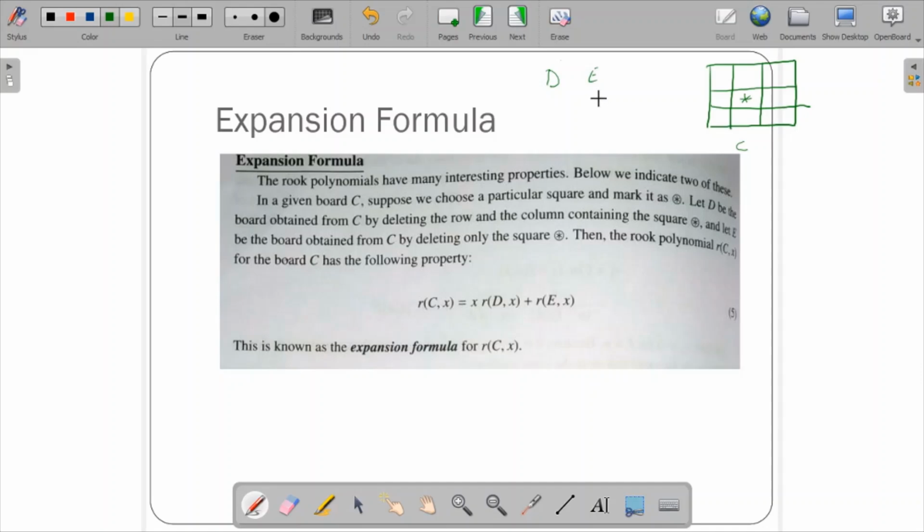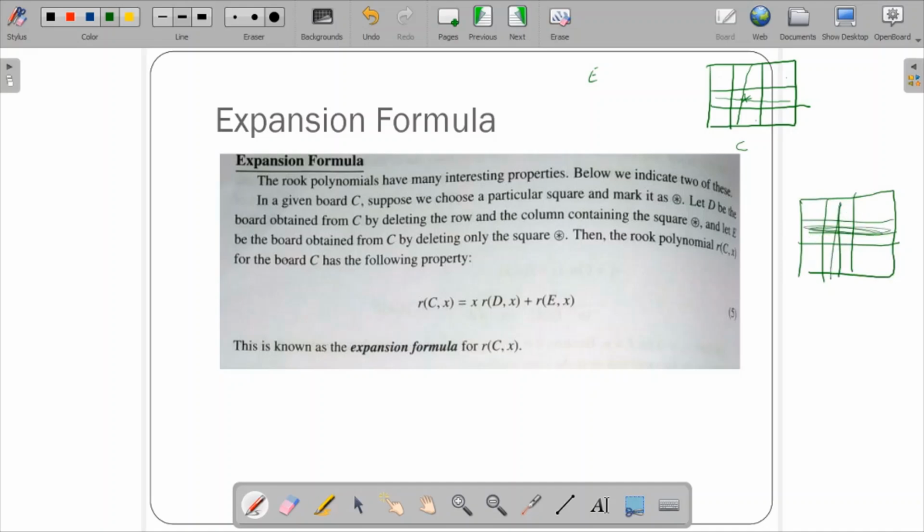If this is the board and I put the star over here, one board I'm going to get is the D board, obtained from C by deleting the row and the column containing the square. That means I'm deleting this and this, so only these 4 outer boxes are considered. If this is the board, I'll draw the same board again, but this and this will not be considered.